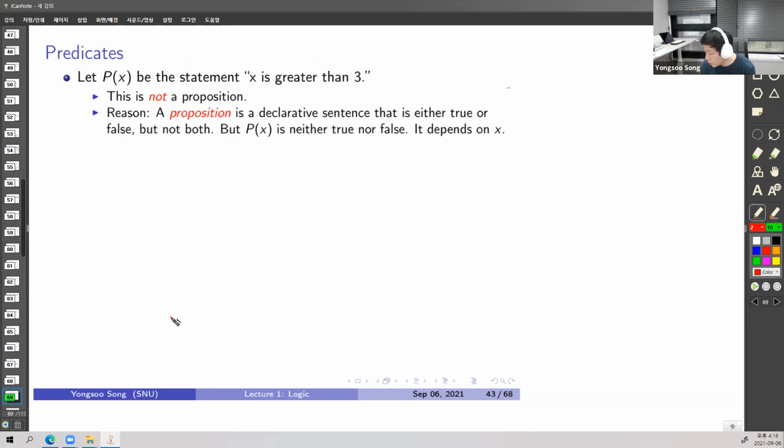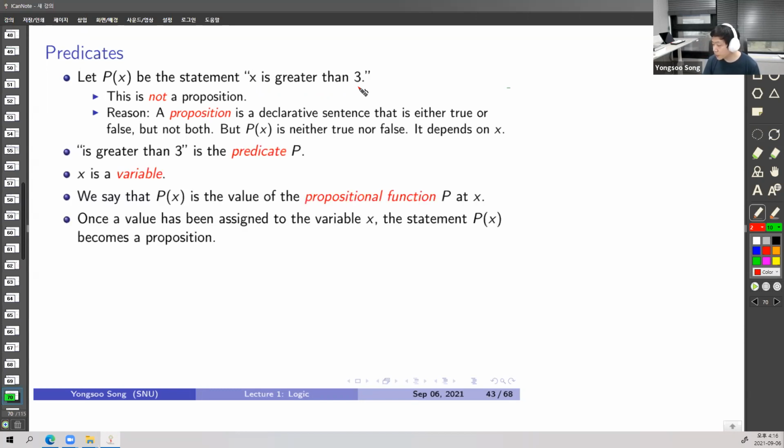So what's a predicate? Let P(x) be the statement x is greater than 3. This is not a proposition. The reason is that the definition of a proposition was that it should be a declarative statement that is either true or false. A proposition cannot be false and true at the same time. But P(x) is neither true nor false, depending on the value of x.